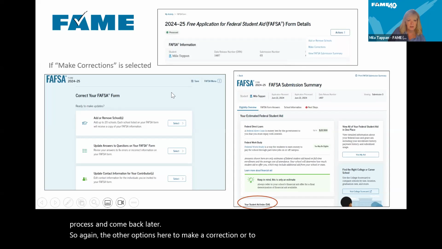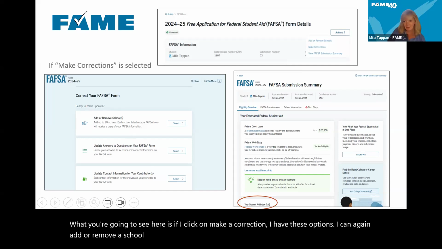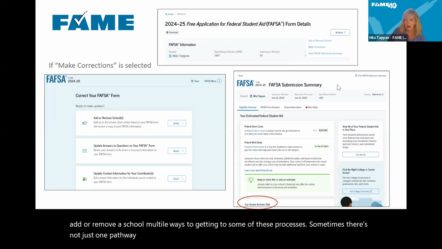What you're going to see here is if I click on make a correction, I have these options. I can again add or remove a school. Multiple ways to getting to some of these processes sometimes. There's not just one pathway, there's multiple ways. So I could have clicked on make a correction and add a school this way.